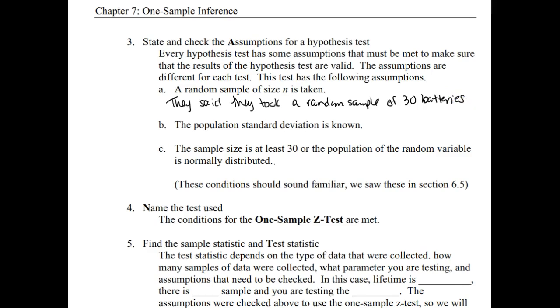And then the population standard deviation has to be known to be able to use the normal distribution here for quantitative data. And again, they told us way back at the very beginning of this problem that sigma was 25 days, so the value of sigma is known. And then the sample size has to be at least 30, or the population of the random variable is normally distributed. In this case, this is an or statement, so just at least one of those has to be true. We need n to be at least 30, and they did take 30 batteries. So 30 is greater than or equal to 30, so all of these conditions are met.